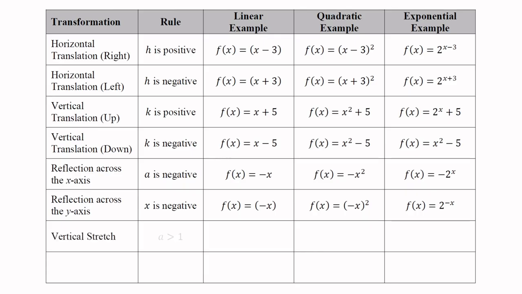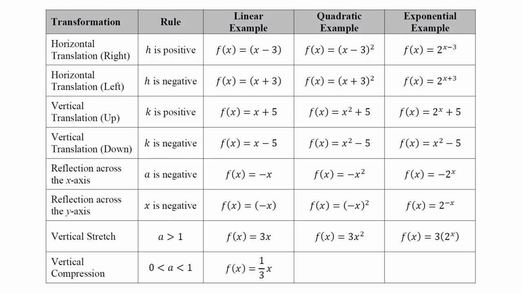A vertical stretch occurs when a is greater than 1, so you're going to have some value greater than 1 in front of your function. And a vertical compression happens when a is between 0 and 1. So you'll have some value between 0 and 1 in front of your function.